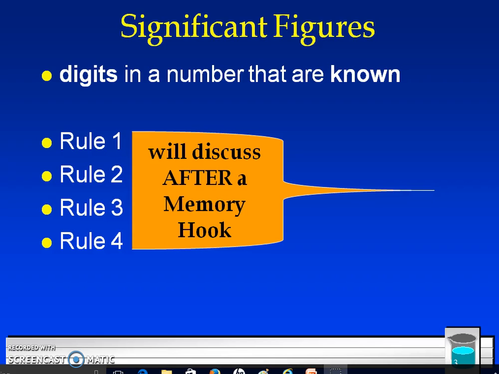So now let's look at sig figs. And sig figs are digits that are known. So there are 4 rules in your packet that you can fill out, but I want to go over a memory hook. And I feel like this is the easiest memory hook that I have found to be able to count sig figs.